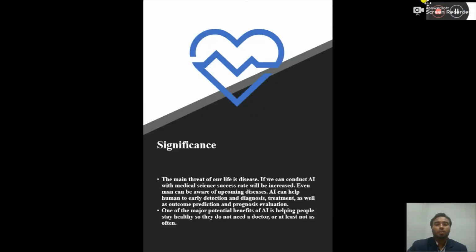The significance of my project. The main threat of life is disease. If we can combine AI with medical science, the success rate will be increased. Even one can be aware of upcoming diseases. AI can help humans with early detection and diagnosis, treatment, as well as outcome prediction and prognosis evaluation. One of the major potential benefits of AI is helping people stay healthy so they don't need a doctor, or at least not as often.